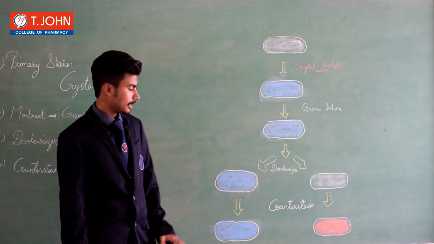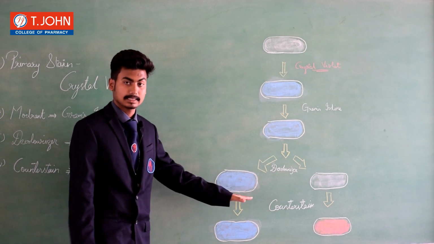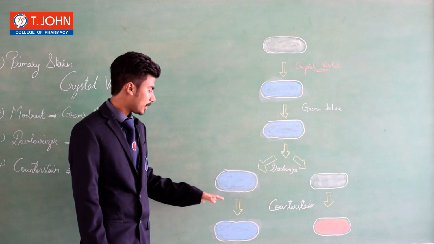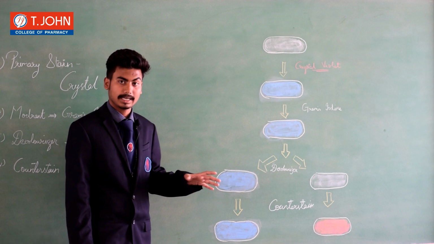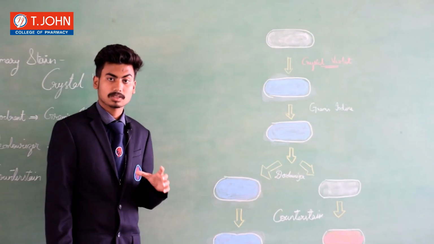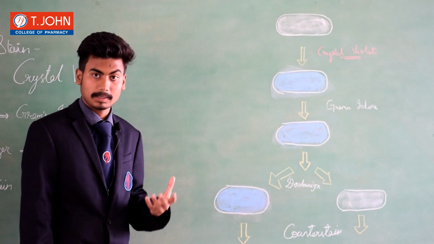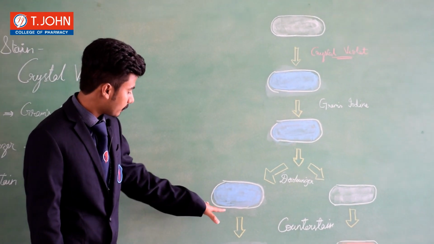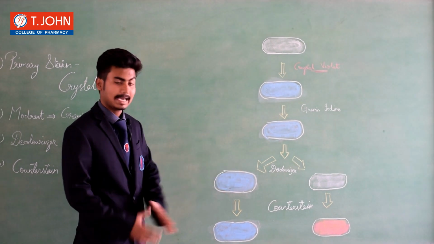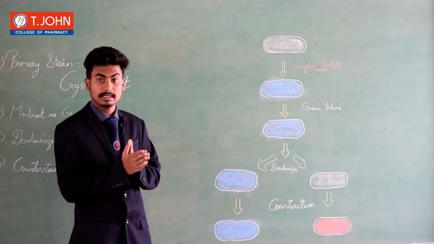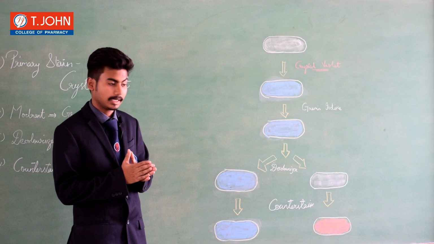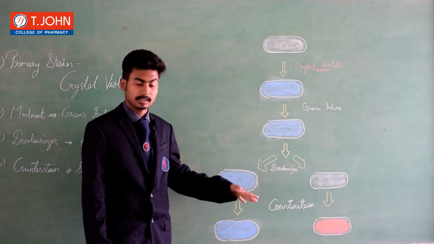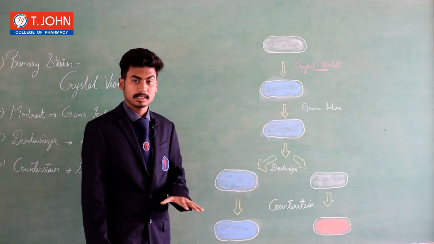And in the next step, that is the third step, we add a decolorizer, which is either acetone or alcohol. So what happens here is the alcohol reacts with the lipids. As we know, lipids are soluble in alcohol. It reacts with both the lipid layers. As we see, gram positive has many layers of peptidoglycan, whereas gram negative has high lipid content and only about 10% of peptidoglycan.